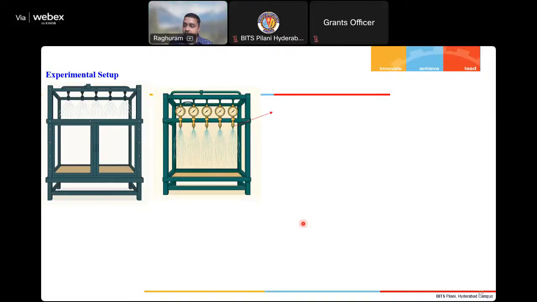Now, coming to the experimental setup, yes, we do have this rainfall setup. We have fabricated the test tank with a 1 meter length, 0.7 meter width and 0.8 meter height. So here you can see, we have five different pressure gauges attached to the nozzle so that we can monitor the pressure.